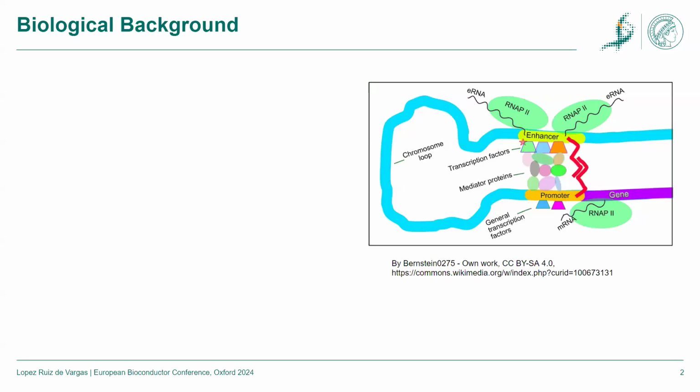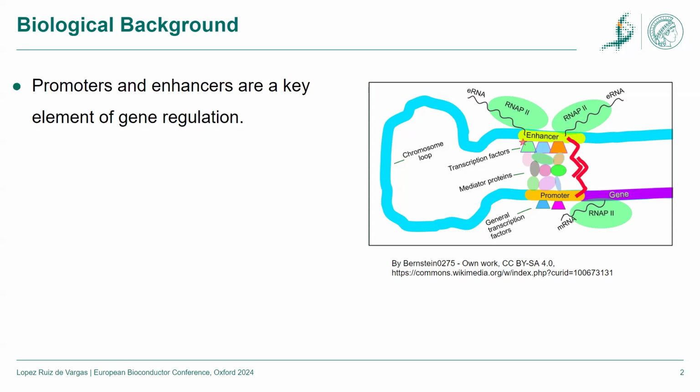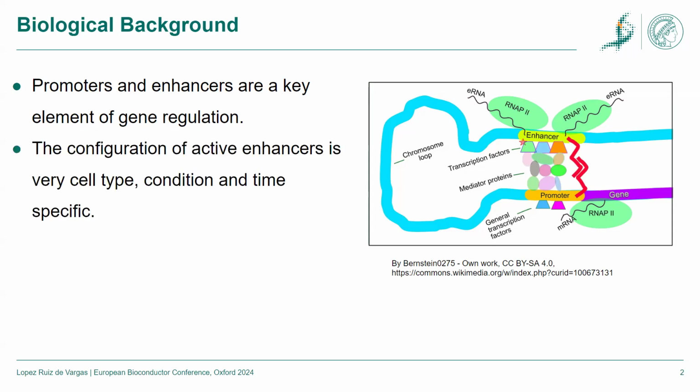First of all, what are enhancers? Why are we interested in them? Enhancers, as my colleague Persia put it, are regions of the DNA, quite short, where transcription factors bind. They get into close proximity with promoters, and this activates the transcription of a given gene. We know that promoters and enhancers are a first layer of gene regulation, and that the configuration of active enhancers is very cell type conditioned and time specific.